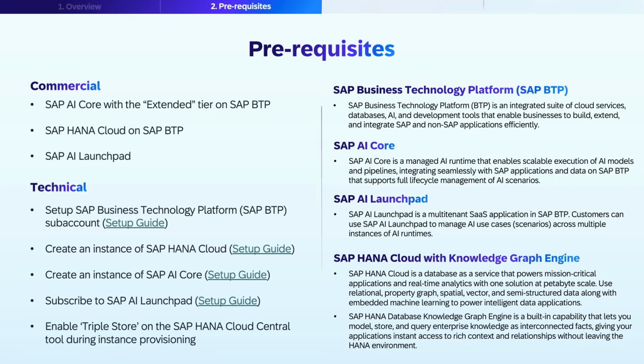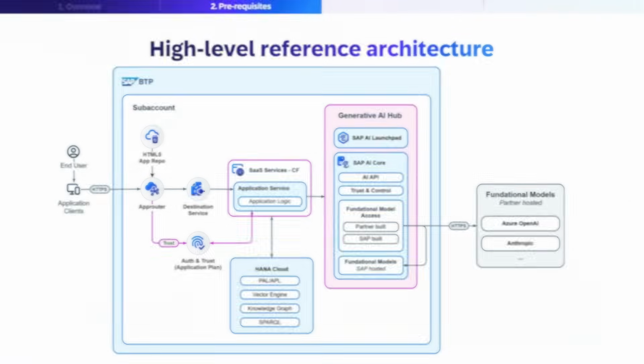Technically, everything happens inside an SAP BTP subaccount. You'll create your HANA Cloud instance with the triple store enabled, set up AI Core for orchestrating pipelines, and subscribe to the Launchpad to tie it all together.